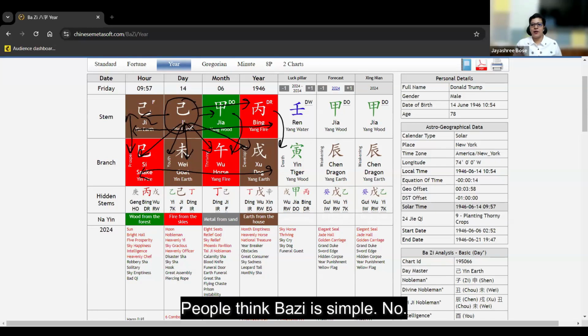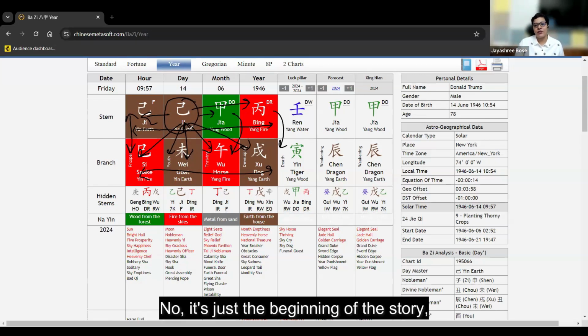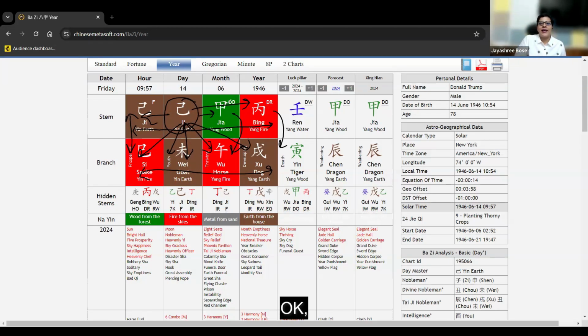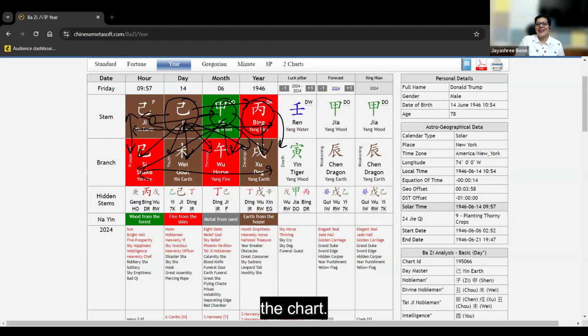People think BaZi is simple, no? 10 profiles, 5 stems, 5 structures, 10 day masters, end of story. No, it's just the beginning of the story, actually. Then BaZi can be read this way also. Now it's going to be all squiggly all over the chart. It can be read this way also, and it can be read this way also.